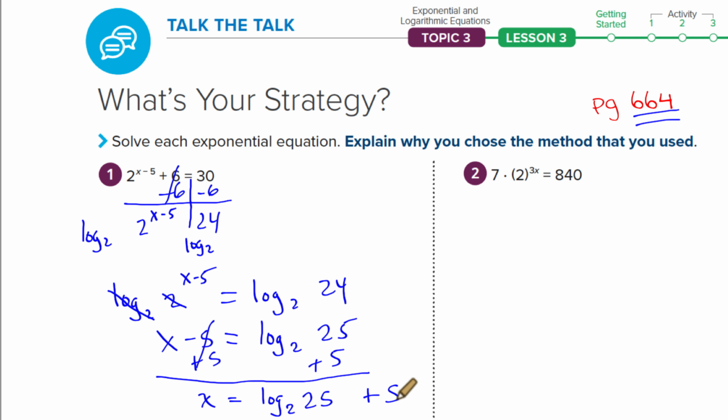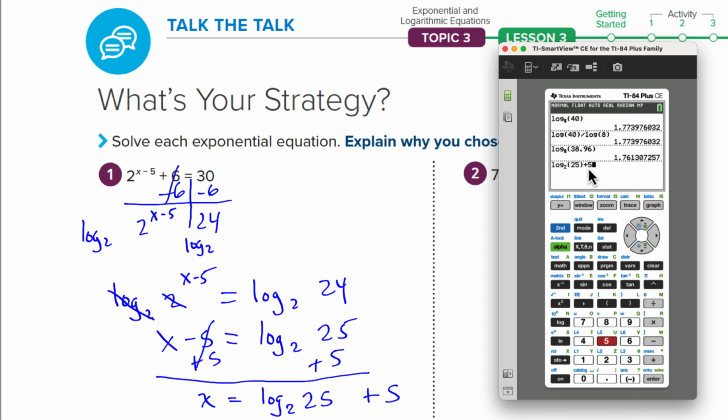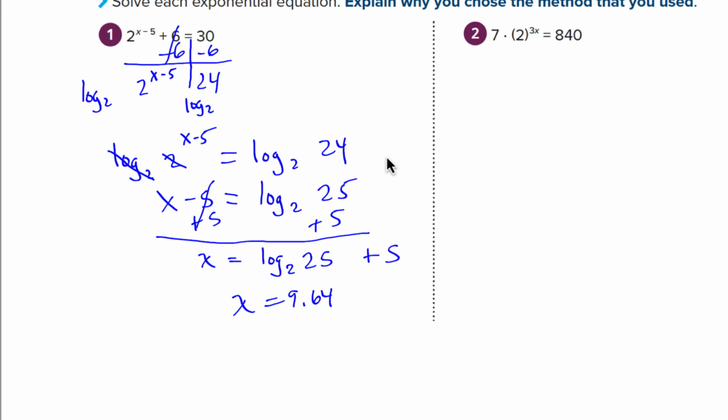Let's bring up the calculator. Notice that the plus 5 is after the 24. We're all done with this. So it's going to figure out the log base 2 of 24, and then it'll add 5 to it. We're going to get 9.64. So that'll be our answer for number 1 there. X equals 9.64.